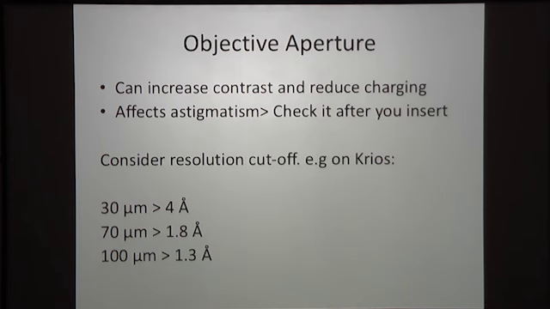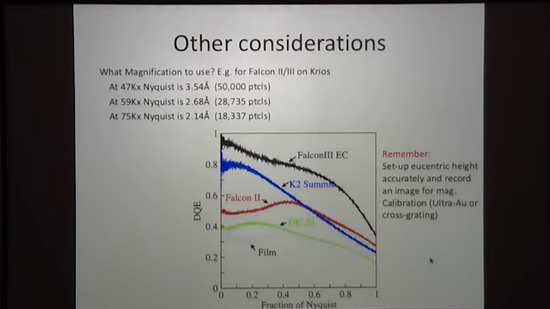Chris mentioned that the aperture will cut off your resolution. Keep this in mind. On our cryos, if you use a 30 micron aperture, you won't get below 4 angstrom. I think we're okay for now with the 70 and 100. Good. What magnification should you use?